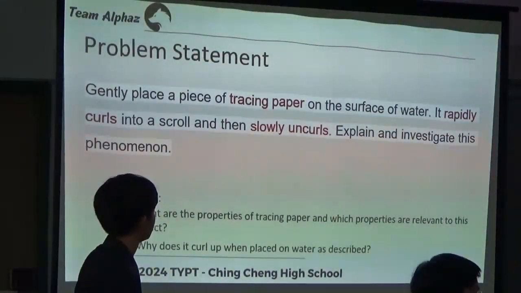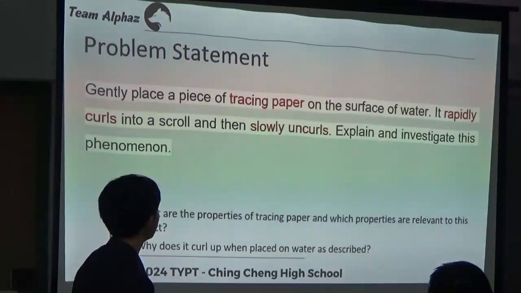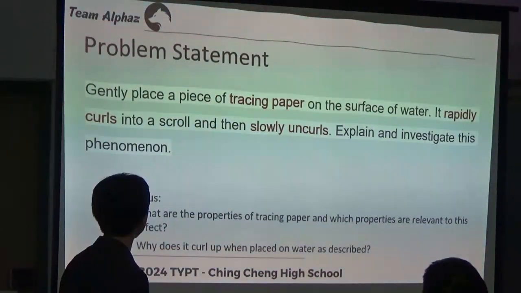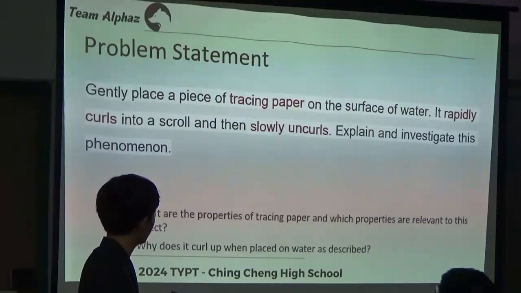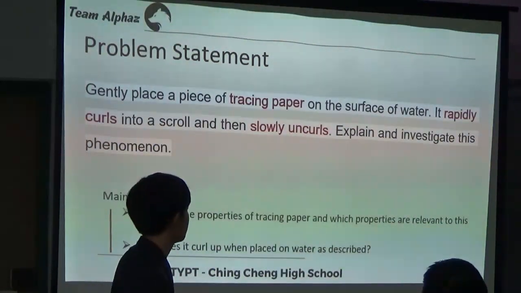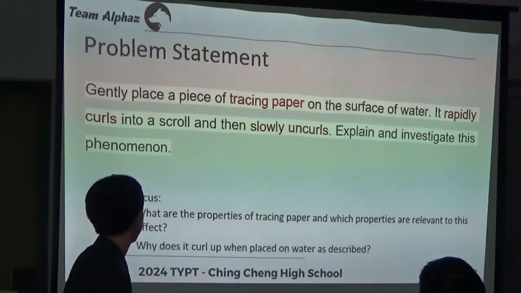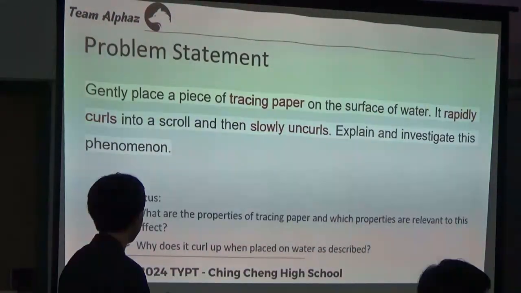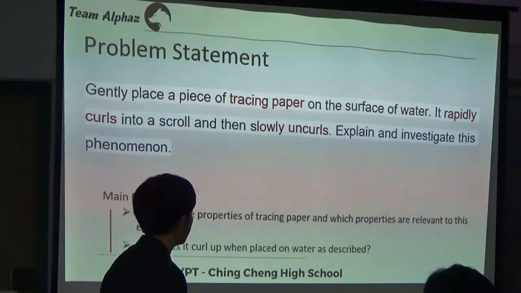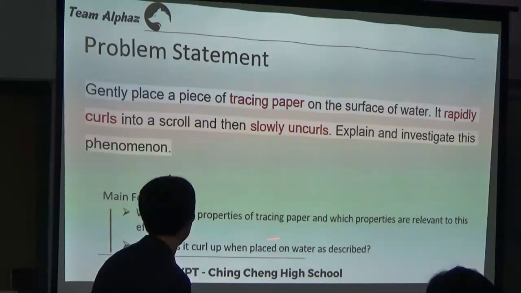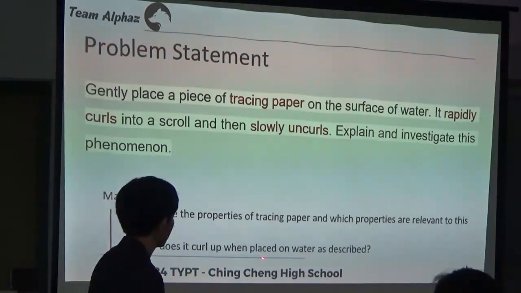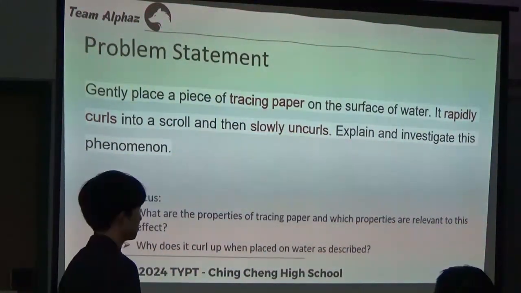Generally, press a piece of tracking paper on the surface of water. It rapidly curls into a screw and then slowly uncurls. Explain and investigate this phenomenon. Our main focus was on the properties of the tracking paper and which properties are relevant to the curl-up when pressed on the water as described.